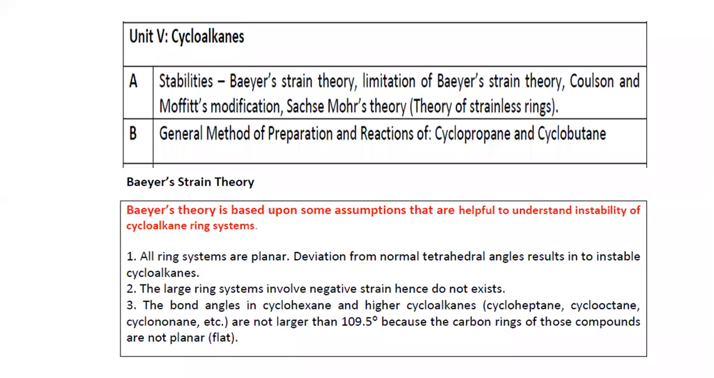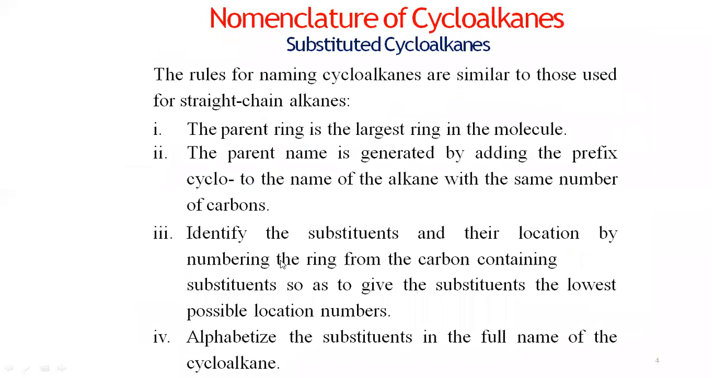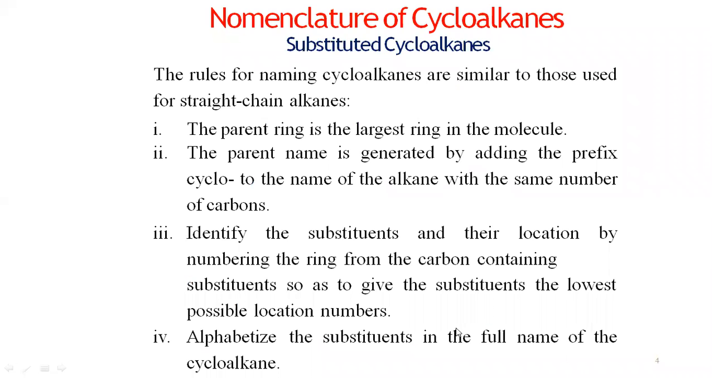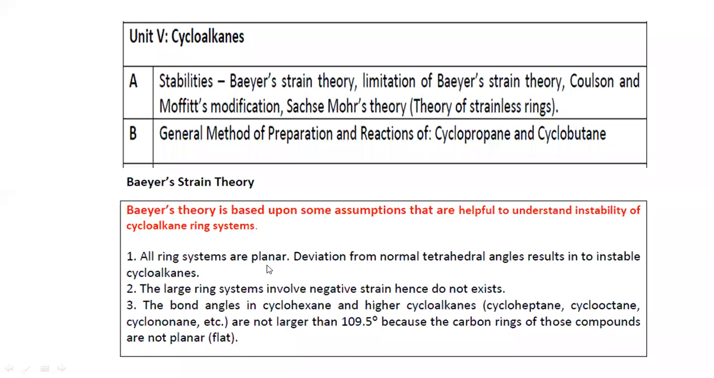What could be the reason that cycloalkanes are not stable compared to alkanes? That is the reason we are going to discuss today. So these are the assumptions of Bayer's strain theory. Why are they unstable compared to alkane molecules? So what are their assumptions? All the ring systems are planar. We have seen the structures, so these are in one plane only. All the ring structures are planar.